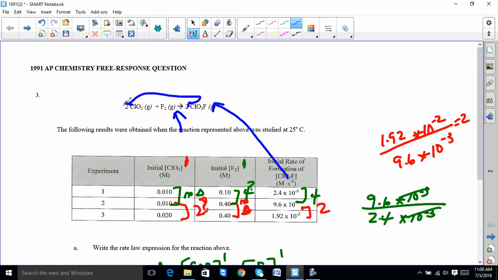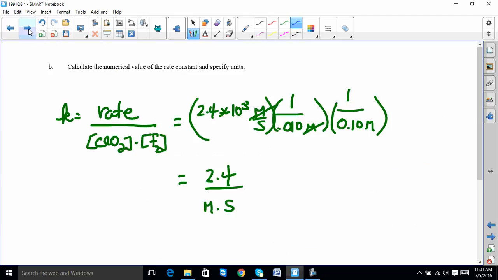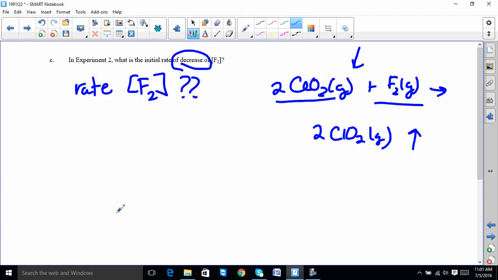And so remember, you only need to know the rate of one of the things, and you can use the stoichiometry to get the rate of the other 2. Now, what is the rate of the decrease of F2? Well, I'm going to use trial 1. The rate in trial 1 was 2.4 times 10 to the negative 3 molarity per second.